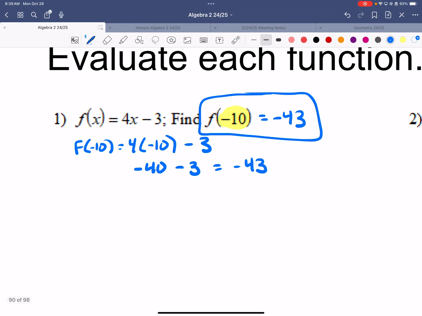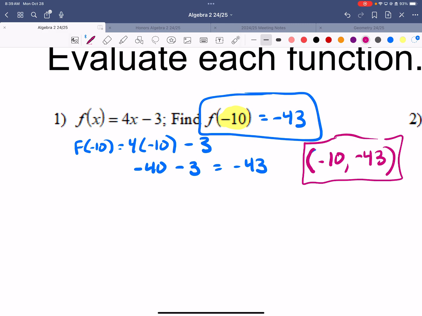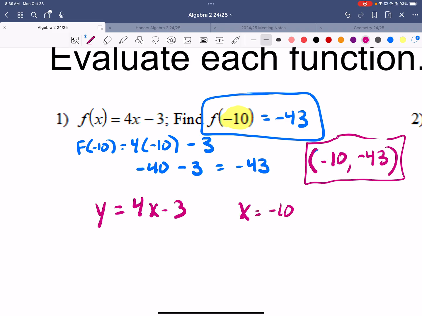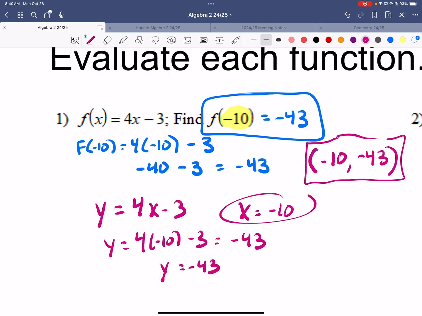Now, again, realistically, this just creates a point on the coordinate plane. When my x value is negative 10, my y value is going to be negative 43. It's just creating a point on the plane. So it would be the same thing as if we had y is equal to 4x minus 3. That's our equation. Evaluate that when x is equal to negative 10. It's the same exact thing. 4 times negative 10 minus 3 is negative 43. So our y value is equal to negative 43, our x value is negative 10, and we have the point negative 10, negative 43. It's just substitution in a different form.